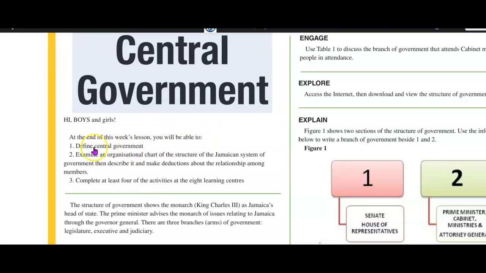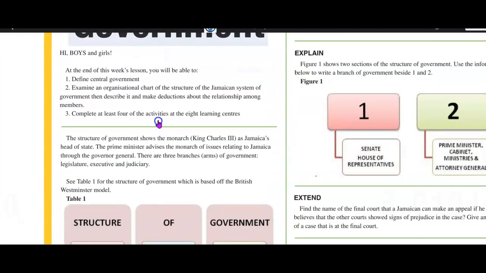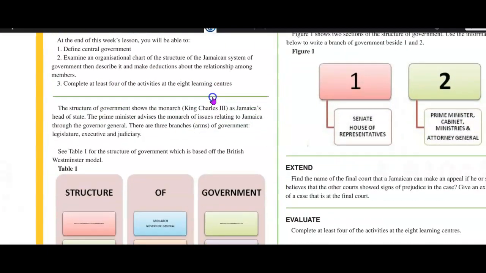At the end of this lesson, you'll be able to define central government, examine an organizational chart of the structure of the Jamaican system of government, then describe it and make decisions about the relationship among members, and complete at least 4 of the activities at the 8 learning centers.